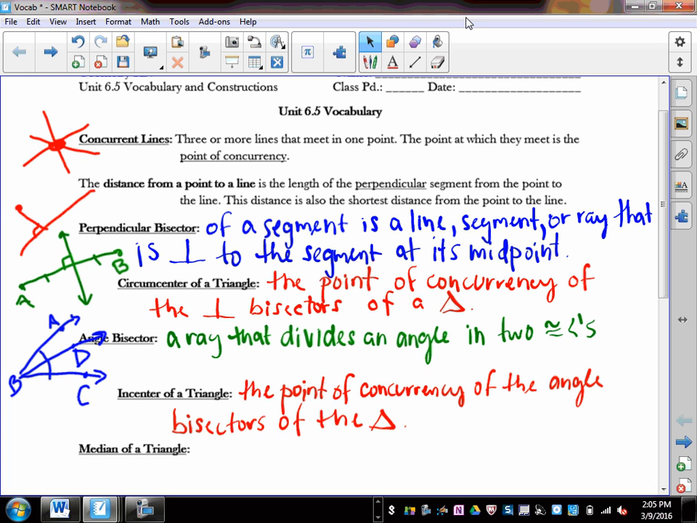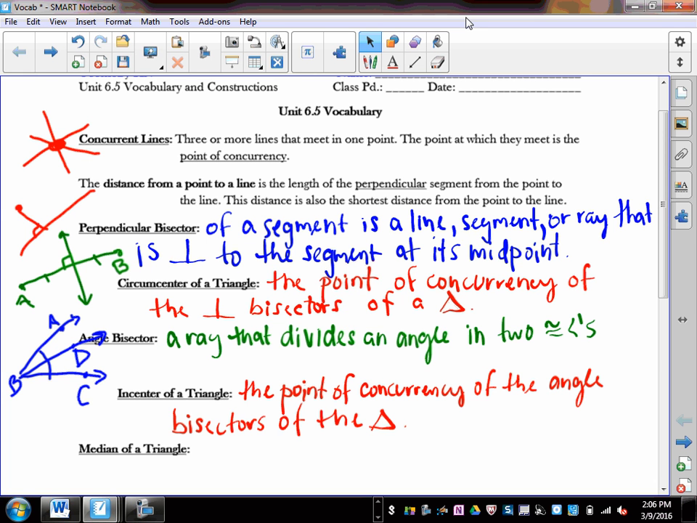Okay, questions on our vocab so far? Yes, so perpendicular bisectors all intersect at the circumcenter. Angle bisectors all intersect at the in-center. Like this one I have up here? Still called the circumcenter. An interesting thing is that your in-center will always be inside your triangle. It is possible for your circumcenter to be outside the triangle depending on whether it's acute, obtuse.